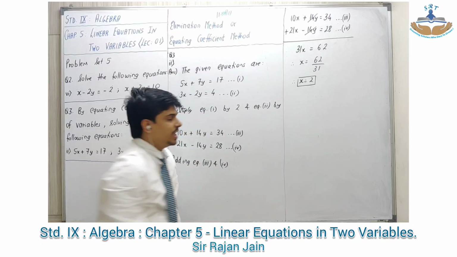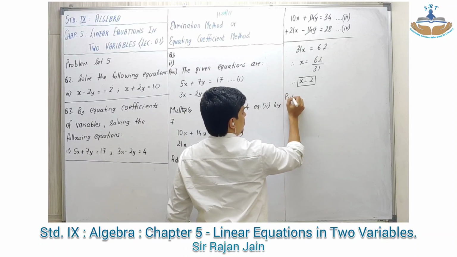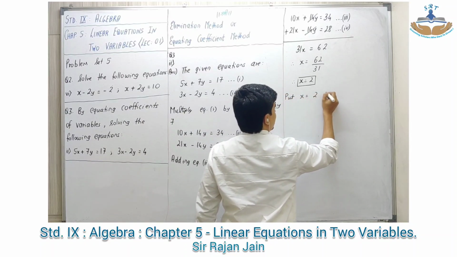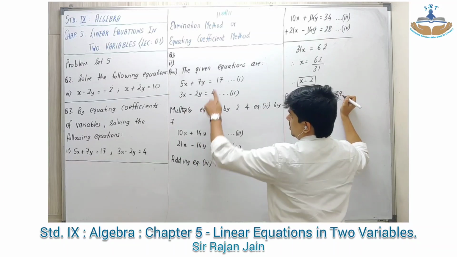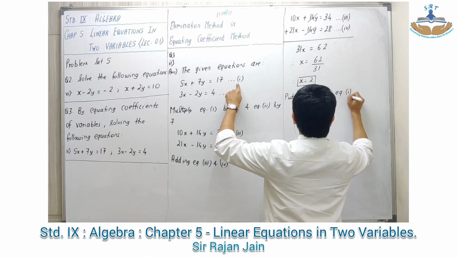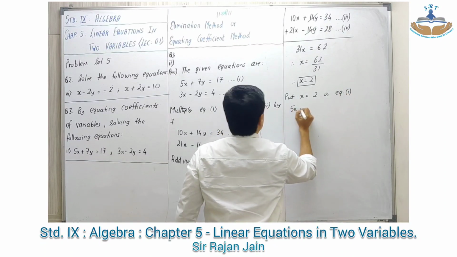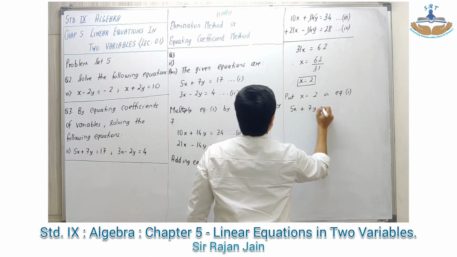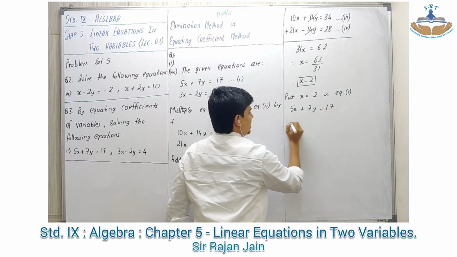Is that clear? Then you say put x equal to 2 in equation number 1, 2, 3, 4. किसी में भी डाल सकते हैं. I am putting it in equation 1. So 5x plus 7y is equal to 17.